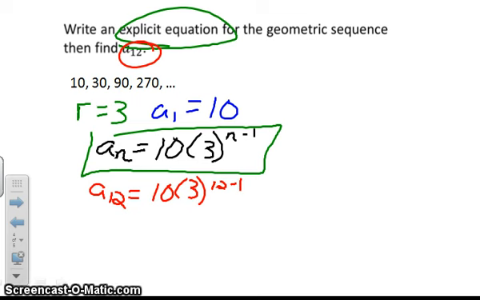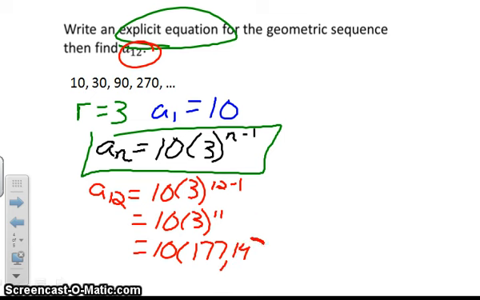So now, a sub 12 is 10 times 3 to the power of 12 minus 1. Of course, 12 minus 1 is 11. 3 to the power of 11 is 177,147. And then 10 times that is 1,771,470.